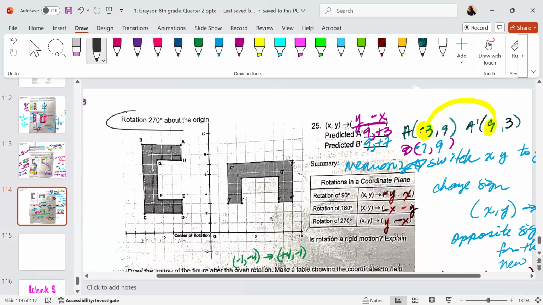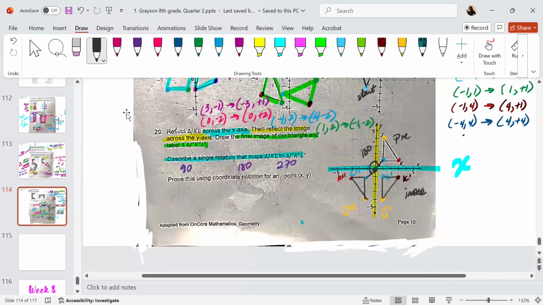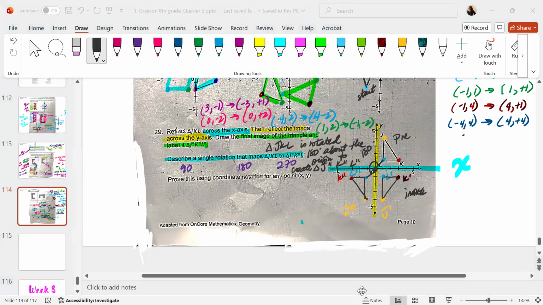And what did they say? They said something like rotate 270 degrees about the origin, right? So what you can say is triangle JKL is rotated how many degrees? About the what? To create what? What's the new triangle? J double prime, K double prime, L double prime. Does that make sense? Okay, now, what are you going to do for the next one? I'm going to pause and let you try that one on your own. You're going to have to use the equation like x, y, arrow, something.